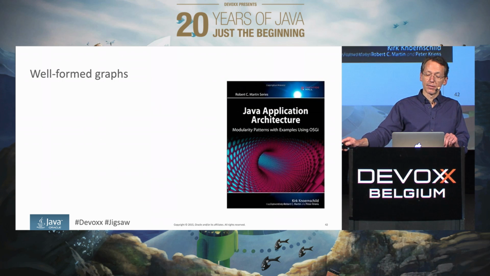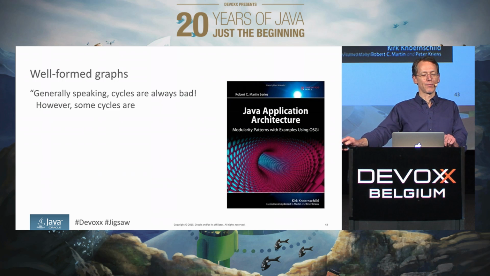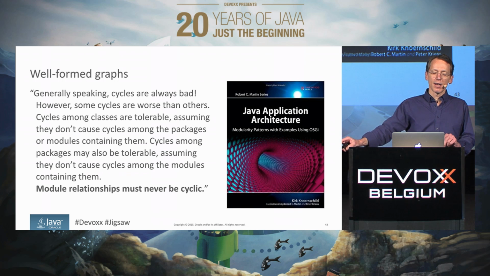Java Application Architecture is the best book about modularity that I have ever read. In a section titled Cyclic Dependencies, the Death Knell, it says, excessive dependencies are bad, but cyclic dependencies are especially bad. The book goes on to say, generally speaking, cycles are always bad. However, some cycles are worse than others. Cycles among classes are tolerable, assuming they don't cause cycles among the packages or modules containing them. Cycles among packages may also be tolerable, assuming they don't cause cycles among the modules containing them. Module relationships must never be cyclic. So that's clear enough. Let's turn to another requirement on module graphs.